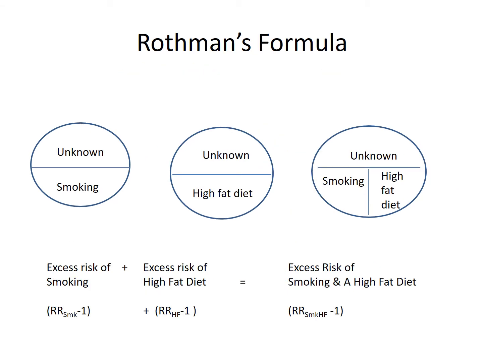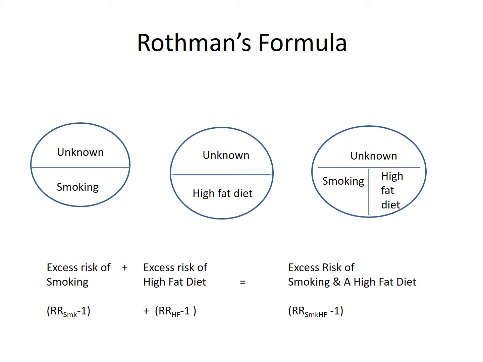So with Rothman's formula, ultimately what we're looking for is the excess risk of smoking. So that's going to be a relative risk of the smokers divided by the risk. In other words, the relative risk, the comparison group is going to be the unknown, the non-smokers, non-high-fat diet. And we're going to add to that the excess risk of the high-fat diet group. And we're going to see whether or not that is equal to, less than, or greater than the excess risk of smoking and having a high-fat diet together.